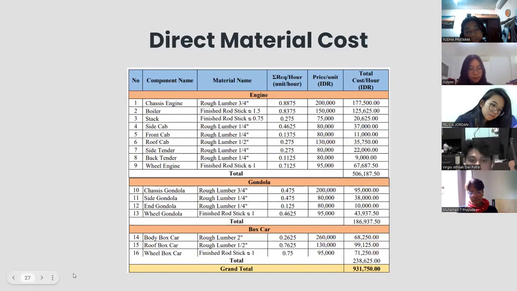Next is direct material costs. There are three types. First is for engine, the second one is for gondola, and the third is for boxcar. Here, the total cost for all is 931,000.